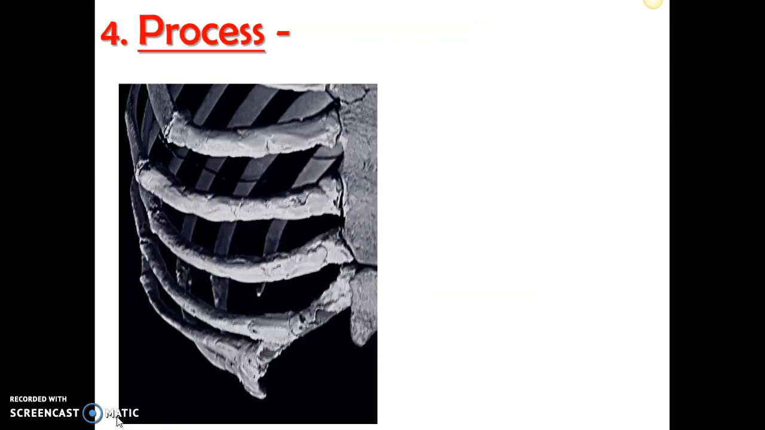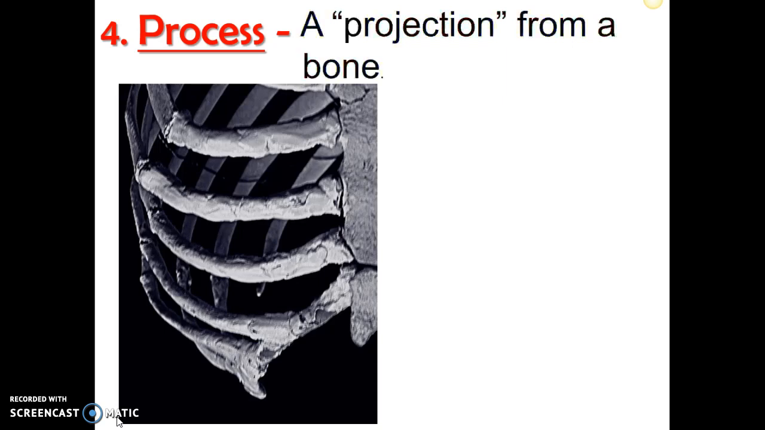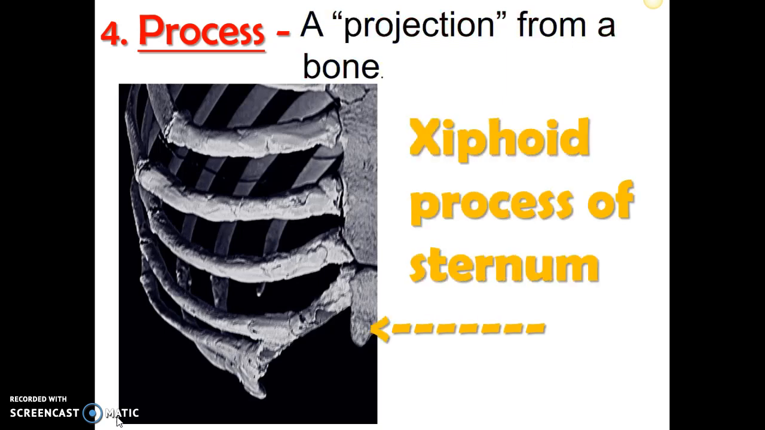A process is a protrusion, it protrudes from the bone. So the sternal process from the sternum is called your xiphoid process. Kind of like a xylophone, xiphoid. Some people say xiphoid, but I say xiphoid, and that protrudes off the sternum.